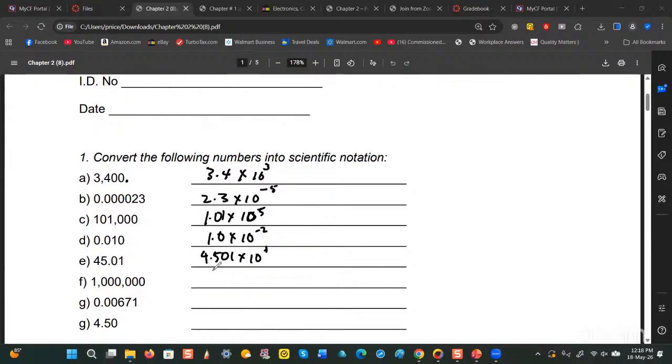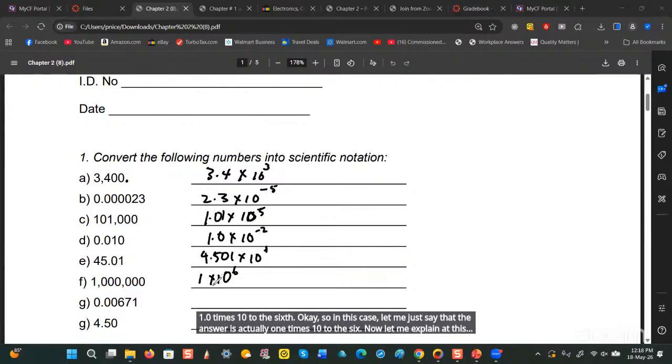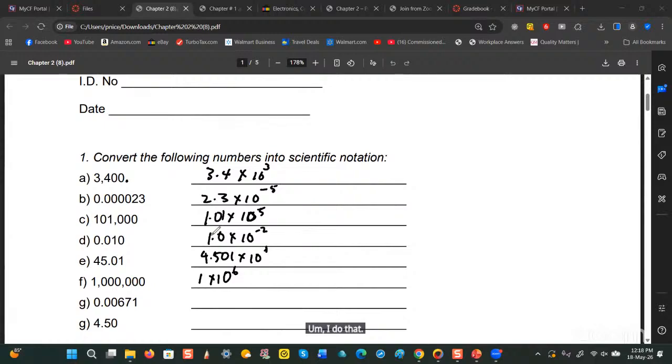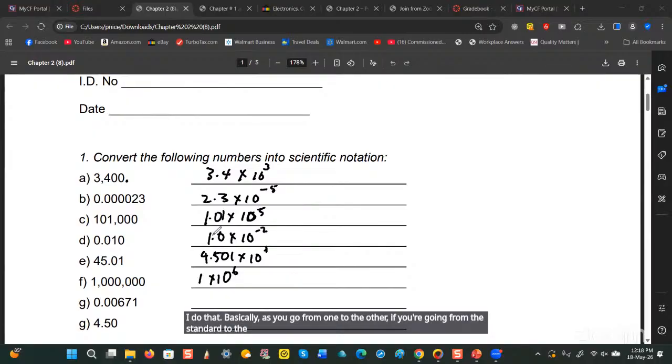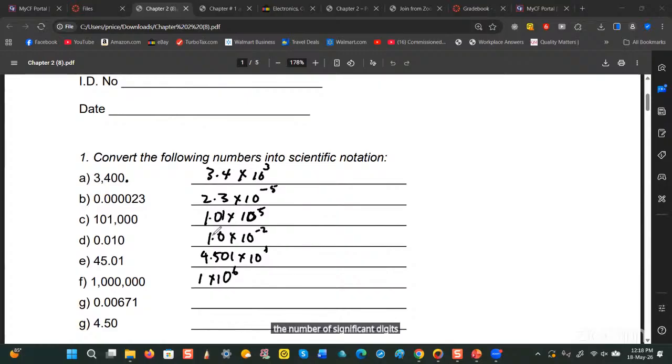One point zero times 10 to the 6. Okay, so in this case, let me just say that the answer is actually 1 times 10 to the 6. Now, let me explain at this juncture why I do that. Basically, as you go from the standard to the scientific notation or vice versa, the number of significant digits should not change.